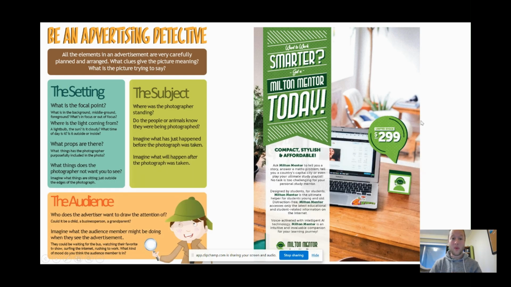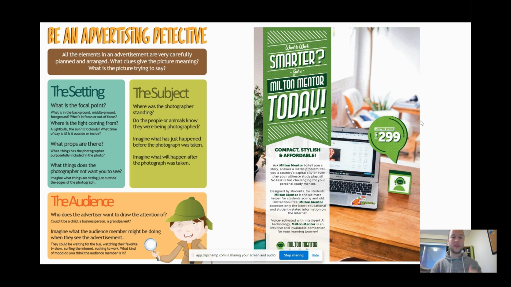There are many different ways that advertisers can try and persuade us, get our attention, and try and convince us to believe their opinion or purchase their product. So here's some of the things that advertisers use. They focus on the setting, they focus on what they're trying to advertise, and they focus on who they're trying to advertise to. So let's go first of all into the setting.